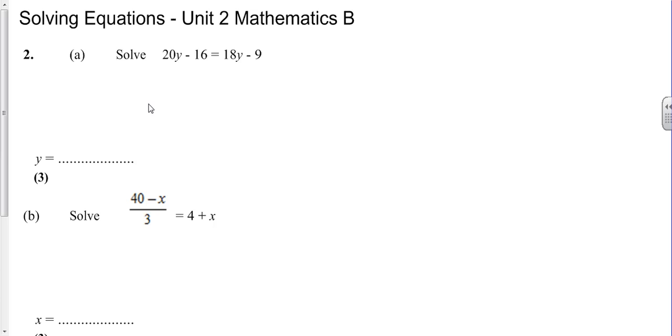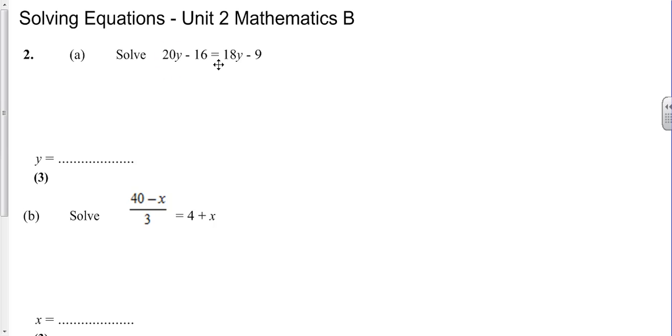Fractions problems, and in this particular one we've got unknowns on both sides. 20y minus 16 equals 18y minus 9. Whenever you've got unknowns on both sides, you need to decide which side you're going to move your y's to. In this case, I'm going to choose the left-hand side because there are more y's on the left than there are on the right.